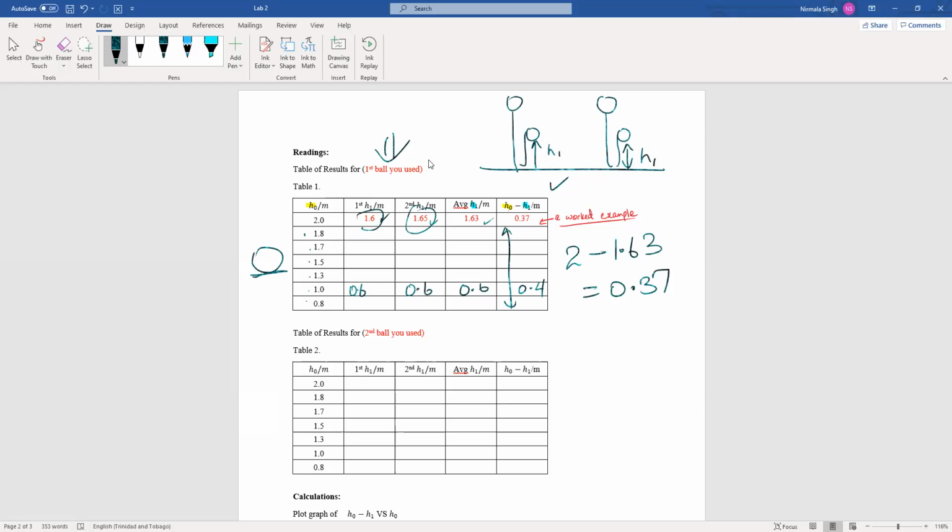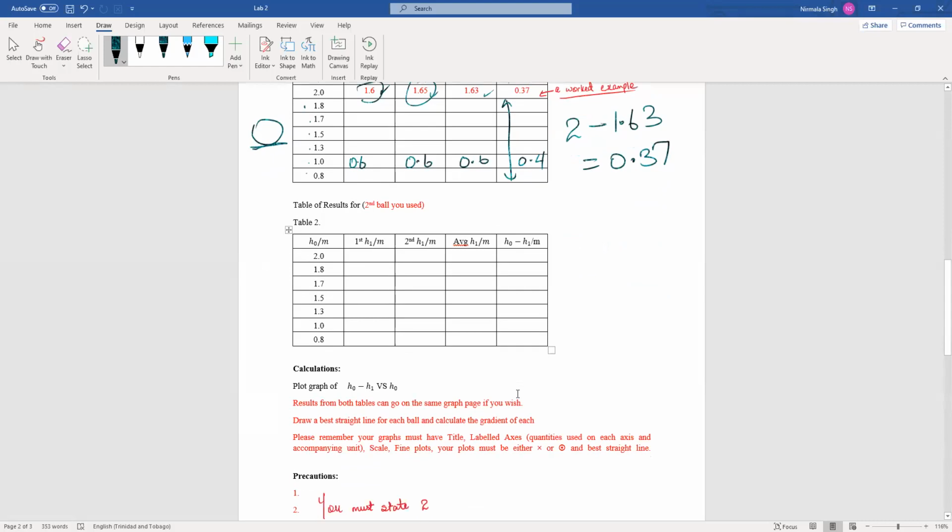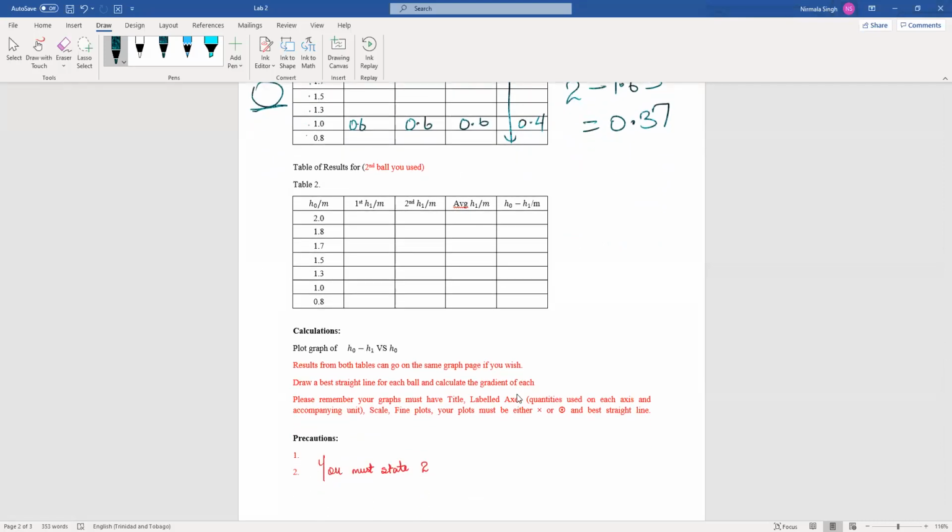So let's work it out for those. Do it for the 2 balls. That means you're going to have to do quite a few readings to get the calculations. You are plotting a graph of H0 minus H1 versus H0. You can plot the 2 graphs on one page because one ends up pretty high up in a straight line, and the next one is a little lower down.